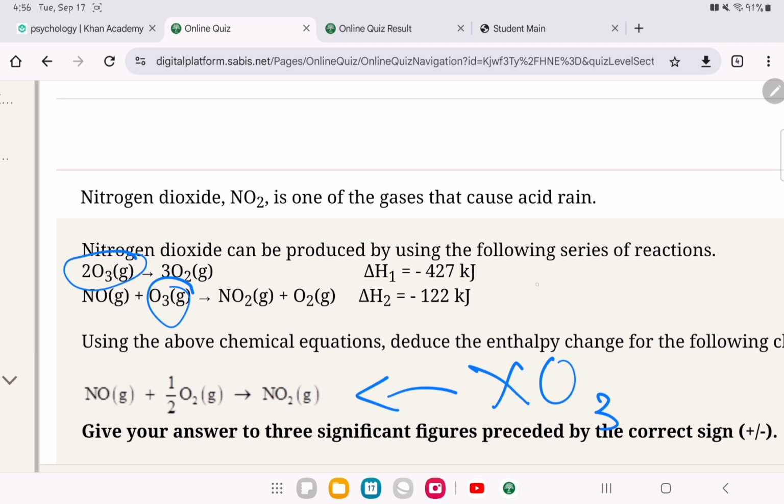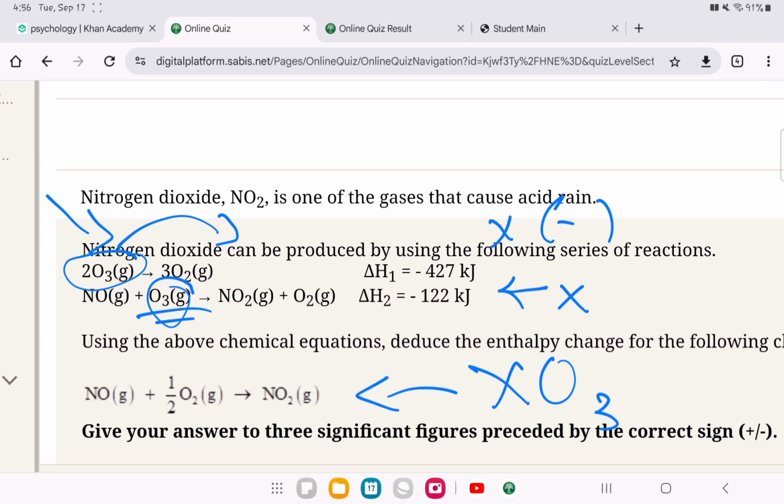How do we get rid of it? We said we cannot change this equation. So we need to keep O3 here in the reactants, and its coefficient needs to be 1. So we can change this one. How do we change it? We multiply it by a minus. Why? Because if we multiplied it by a minus, the O3 will become in the products, and then we can cancel the products with the reactants.